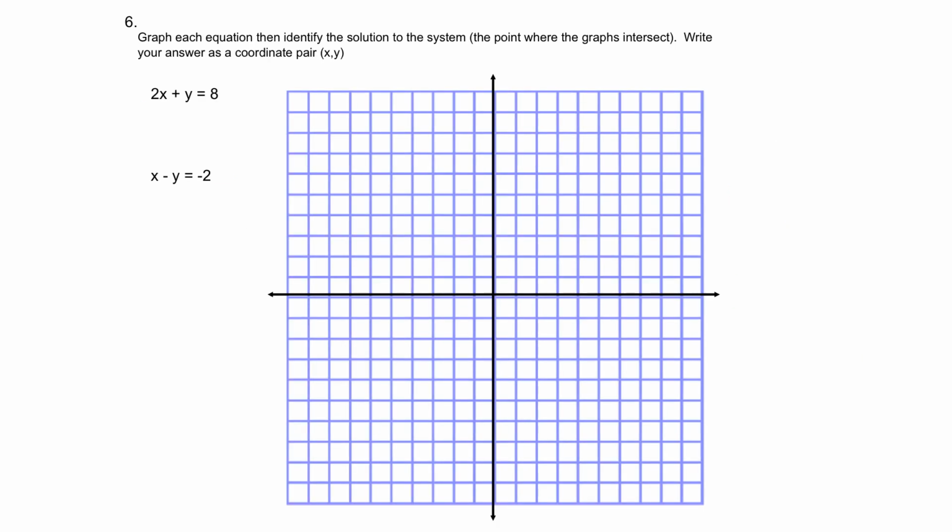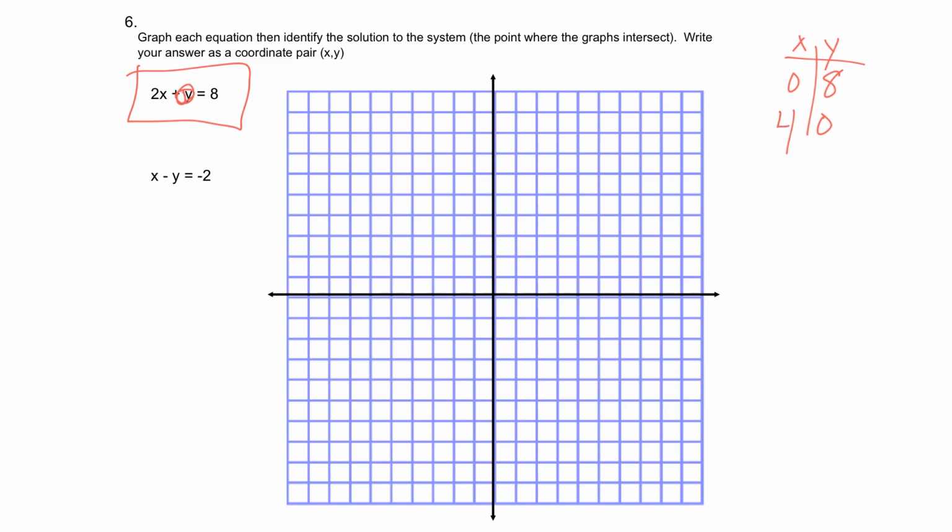Now I have 2 equations. Both of them happen to be in standard form. So it's going to be a lot of finding intercepts. Starting off with the first one, plug 0 in for each one. When I plug 0 in for x, y is 8. And now I have to plug 0 in for y. When I do that, 2x equals 8, so x must be 4.